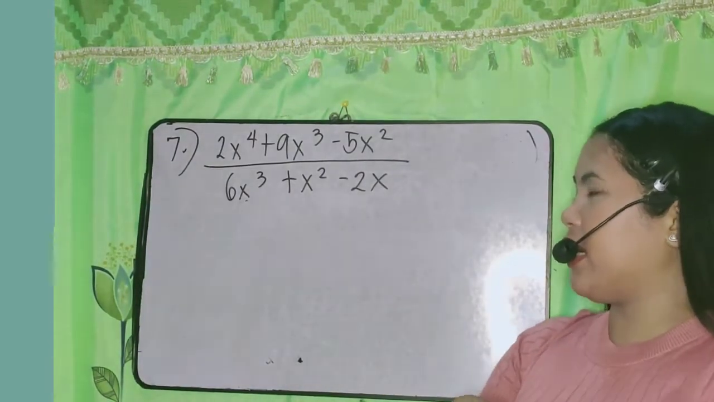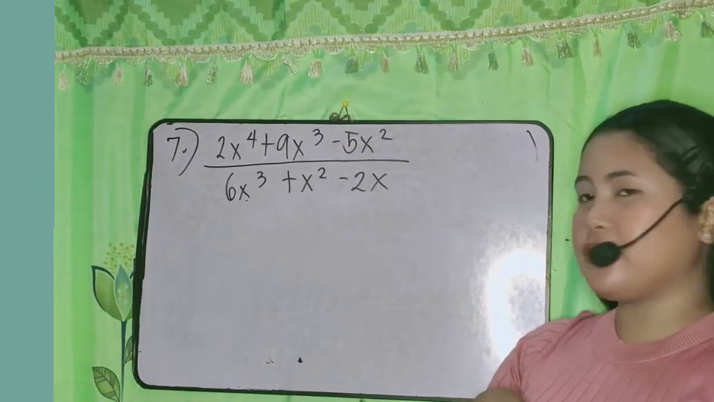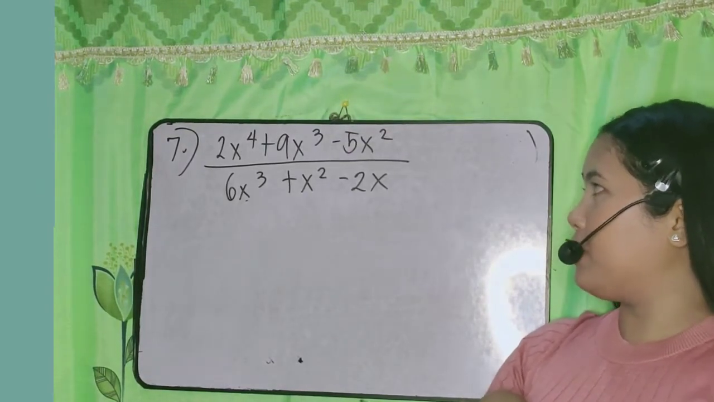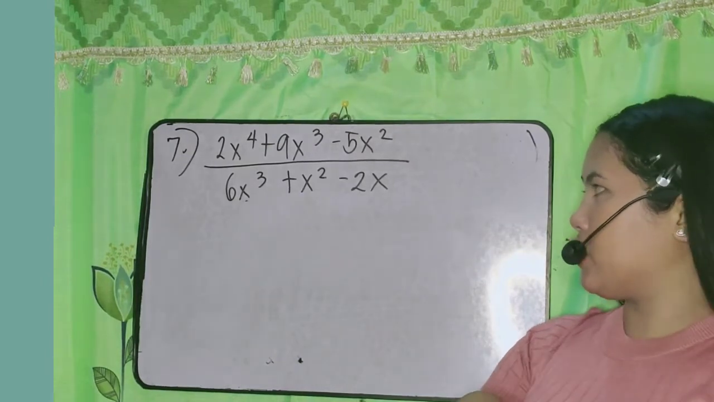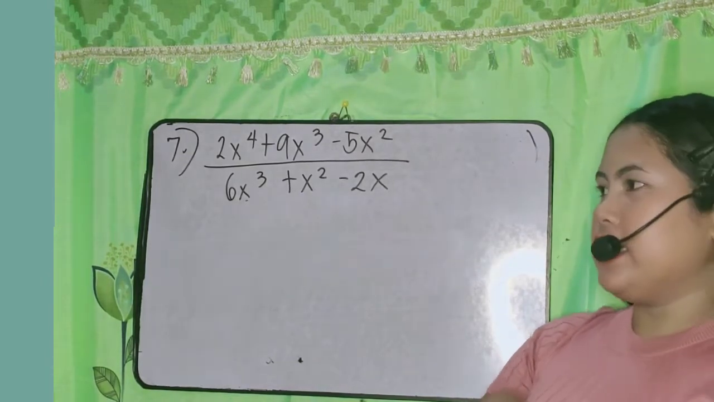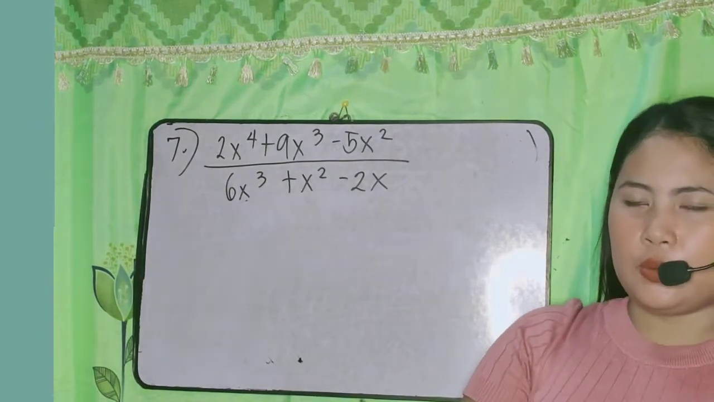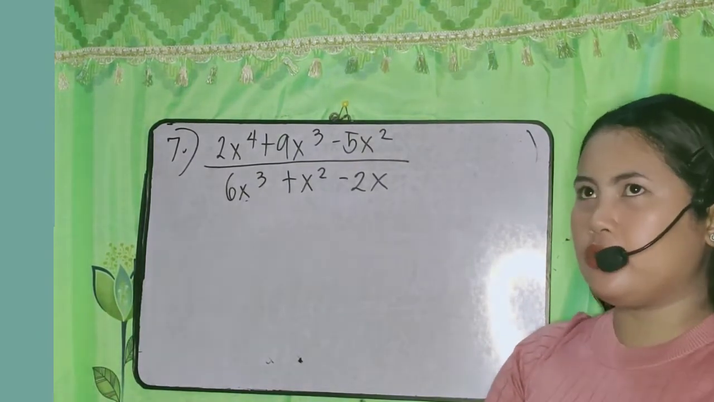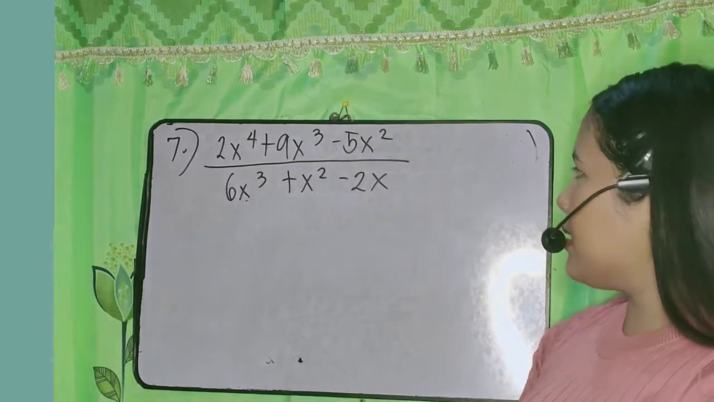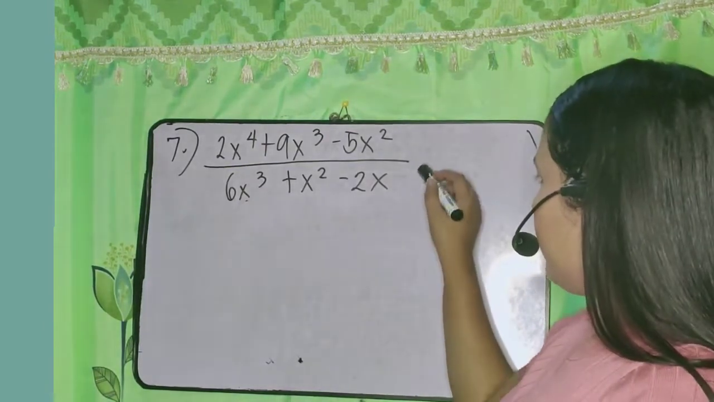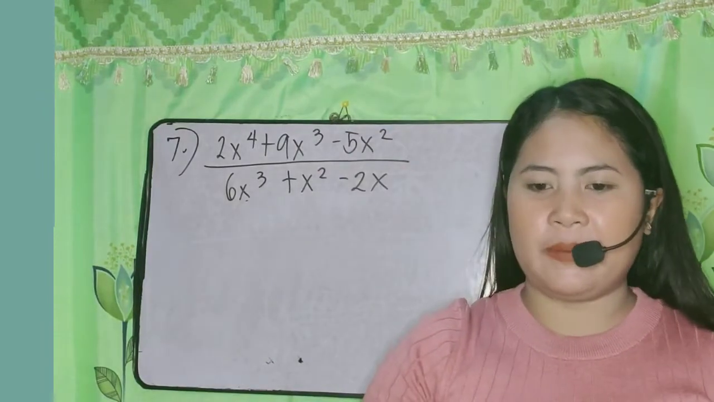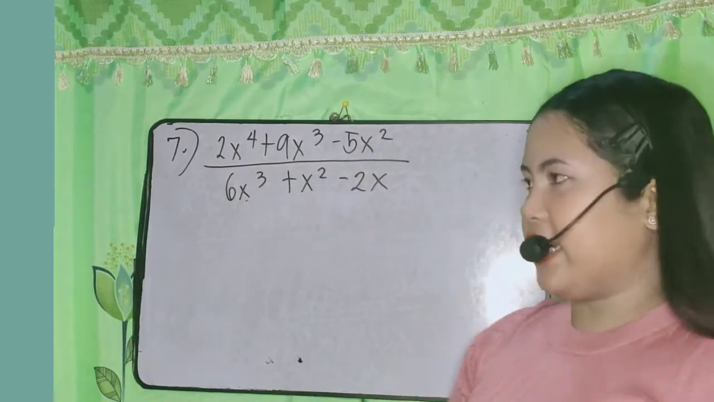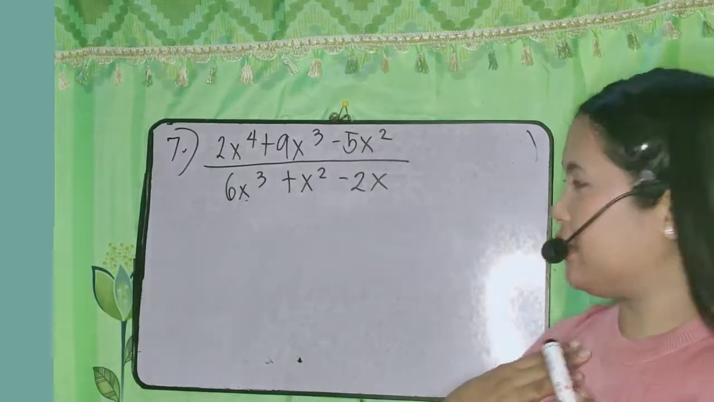Okay, so simplify the rational expression 2x raised to 4 plus 9x cubed minus 5x squared over x cubed plus x squared minus 2x. Okay, so still po, we're going to apply the first rule or step, which is factor out numerator and the denominator. So as you can see po dito, medyo mahaba po yung polynomial. Okay, so pag ganun, mahaba din po yung process natin. Okay? So, still, wag pong mag-alala. Gagawin natin itong madali. Okay?